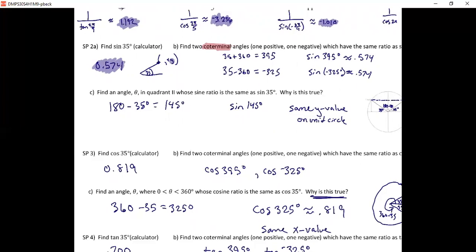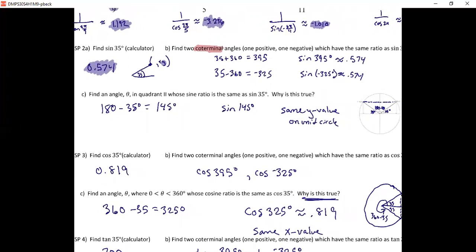Our next directions say find 2 coterminal angles. If you remember, coterminal angles mean what happens when we take that angle and we go a whole other 360 degrees. So if we add 360 degrees, we get 395. If we subtract 360 degrees, meaning we go backwards, we get negative 325. So our 2 coterminal angles are going to be 395 or negative 325.